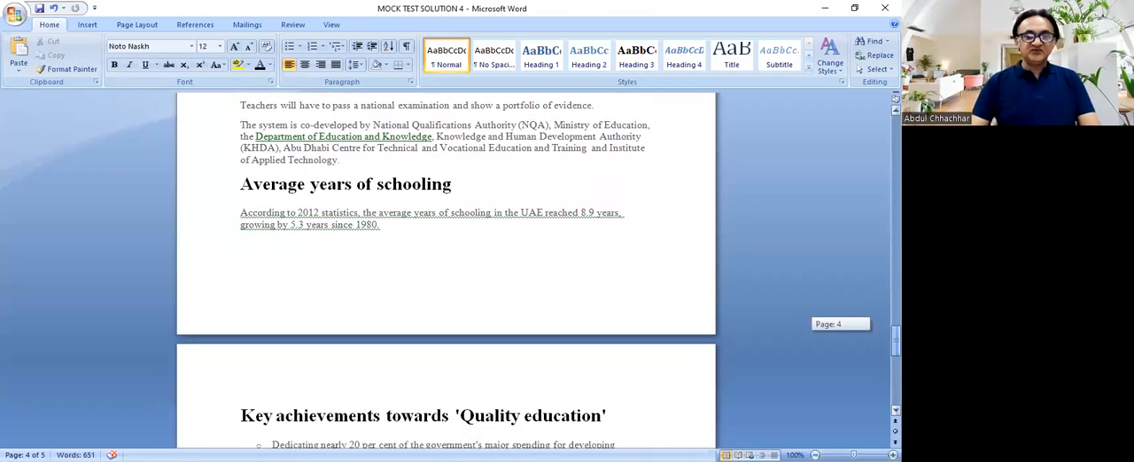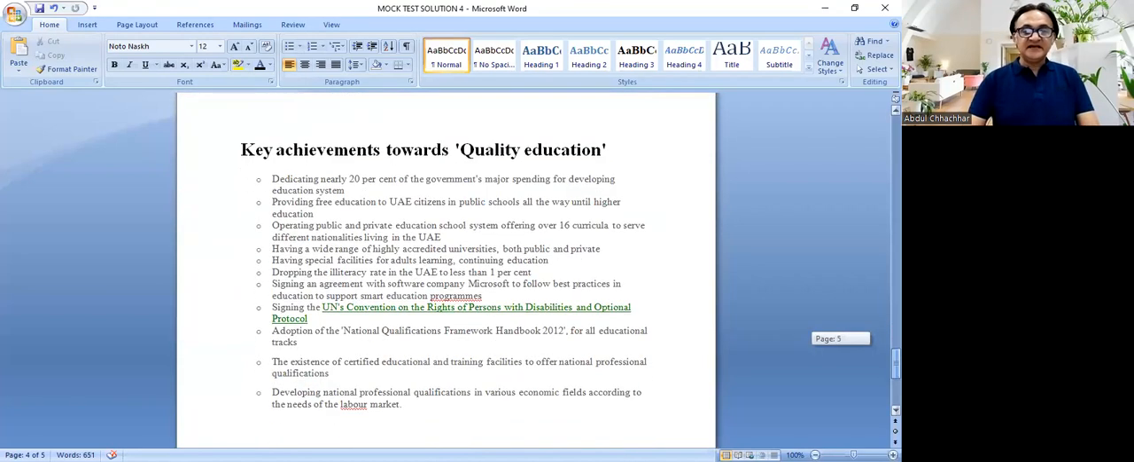Average years of schooling. According to 2012 status, the average years of schooling in the UAE reached 8 to 9 years, growing by 5.3 years since 1980. This information is the most important. Key achievements. I'm not going to read these key achievements, and this information is already on the website.